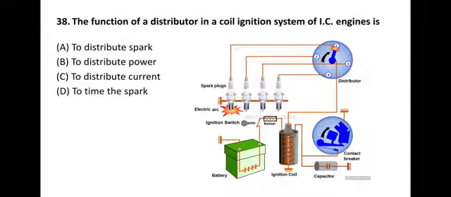Next question. The function of a distributor in a coil ignition system of an IC engine is, and the answer is to time the spark. You might have heard of a 4-cylinder IC engine. In that case, the engine has 4 different cylinders, and that means it will have 4 different spark plugs. So you have to time the spark. At one time you will have only one power stroke, right? So at different times you have to ignite the spark. So the function of a distributor in a coil ignition system of an IC engine is to time the spark.